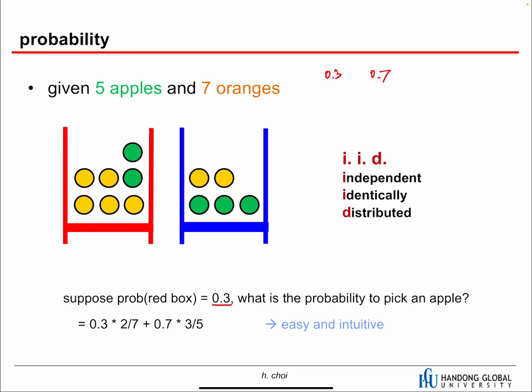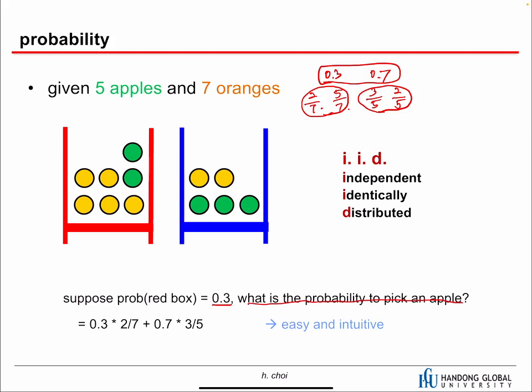And in the red box, the distribution of the fruit is like this. We have 2 apples out of 7, and we have 5 oranges out of 7. And in the blue box, we have 3 apples out of 5 and 2 oranges out of 5. Okay, so this one is one distribution, and this one is another distribution, and this one is also one distribution. And then the question is, what is the probability to pick an apple?